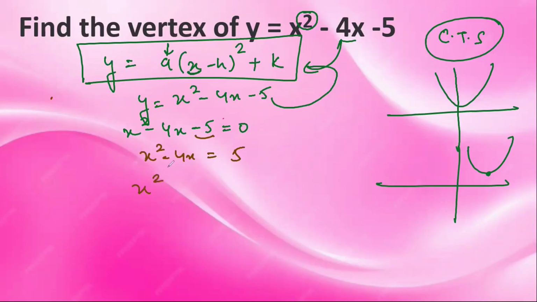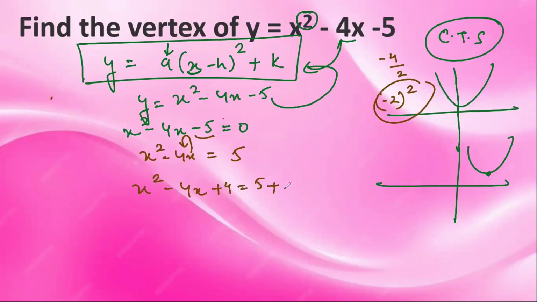Now we have to take the coefficient of x, which means whatever is written with x, which is minus 4. We have to take half of that, so divided by 2, which is minus 2, and then do the square of that, which is 4, because a negative number squared is always positive. So 2 squared means 2 times 2, which is 4. Whatever value I get, I will add to both the sides, right?